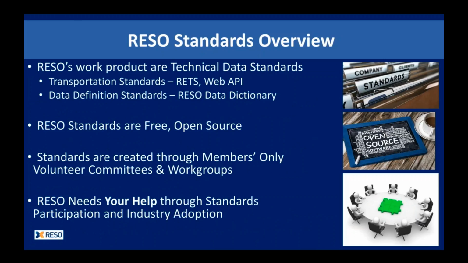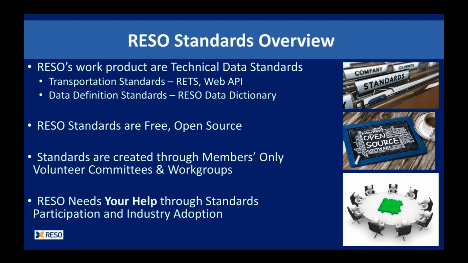Our work products at RESO are the technical data standards, which we create based upon your input and facilitate. We have two sets of standards. We have transportation standards, which help define the roadways of delivering MLS data from point A to point B. And we also have data definition standards, which many of you are very familiar with considering your past work on implementing the RESO Data Dictionary. The RESO Data Dictionary helps define the fields that are within your MLS so they are common at a national level and can help provide consistency across the nation.